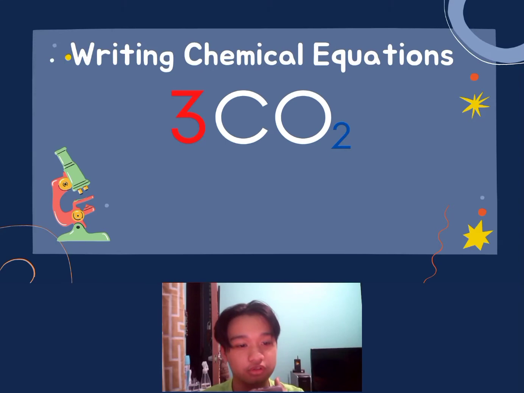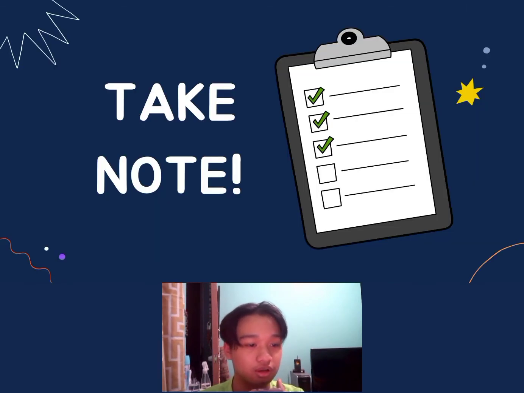Before we can identify if an equation is balanced or not, we need to study the anatomy of a chemical formula. For example, carbon dioxide. The red number is called a coefficient, while the blue number is called a subscript. Take note that the coefficient is always an integer or a whole number, and the subscript is also an integer but is 1 if there is no subscript. Automatically it's 1.